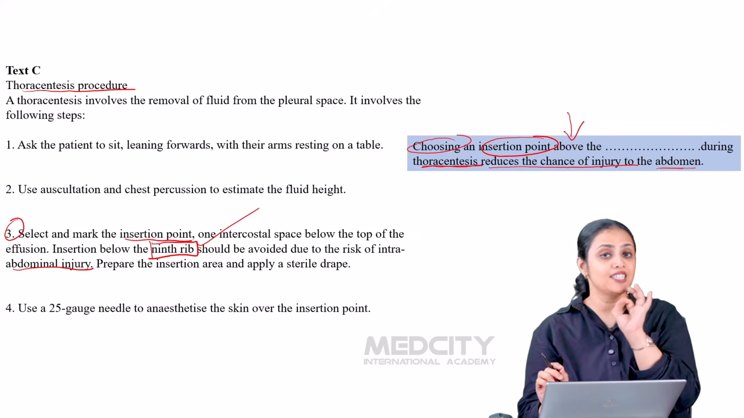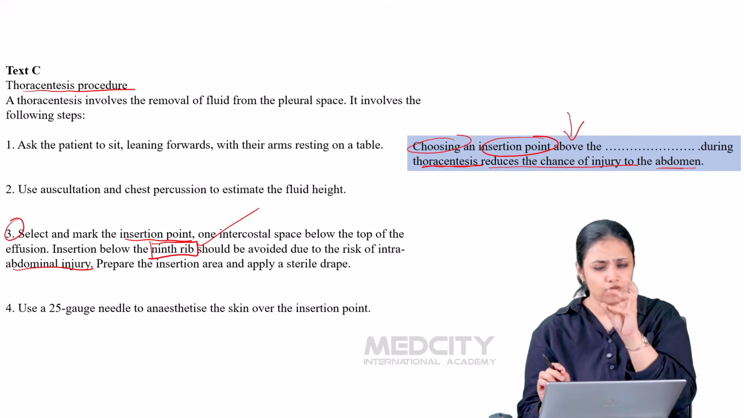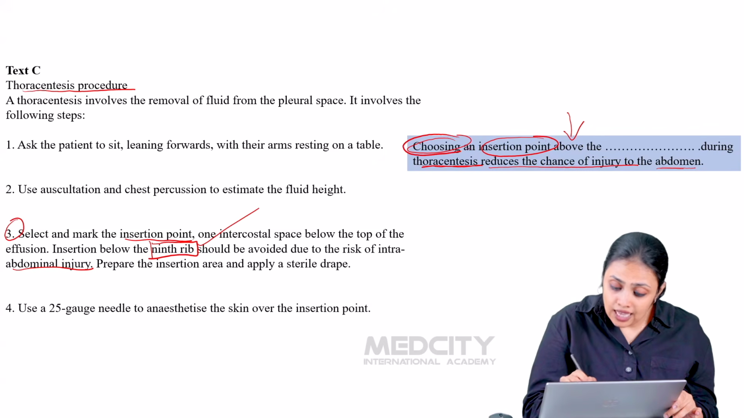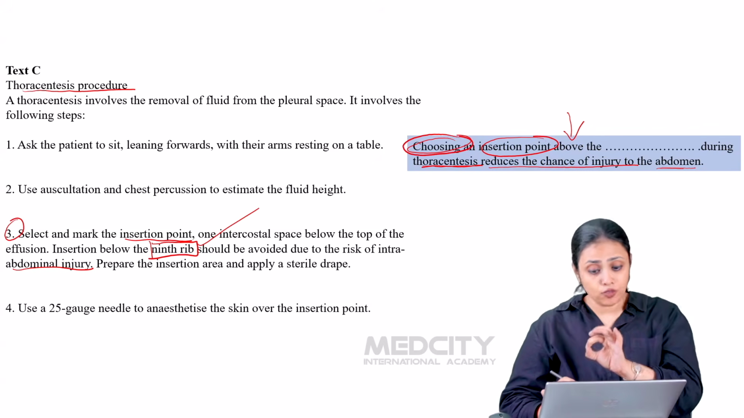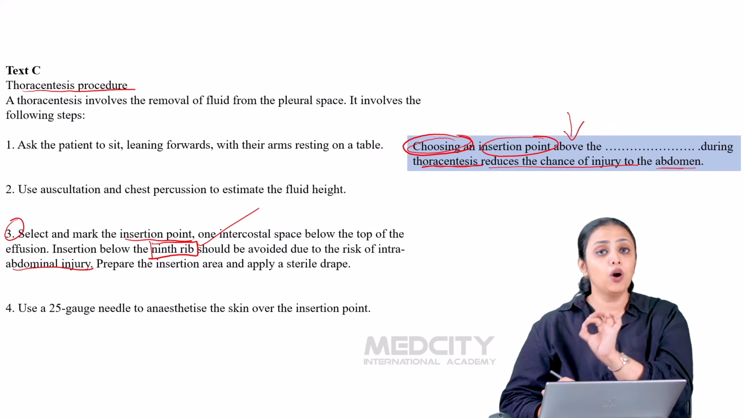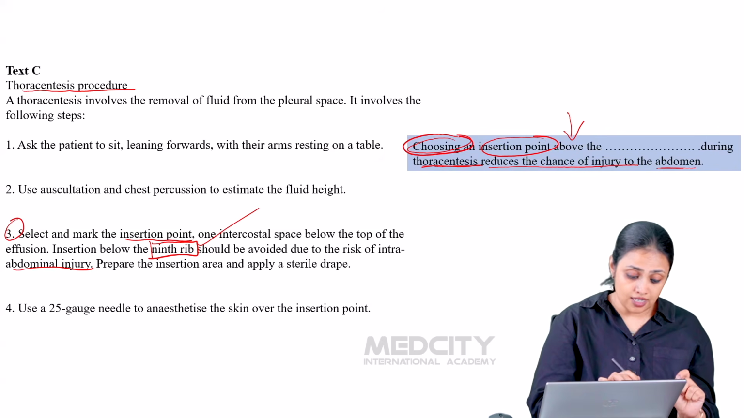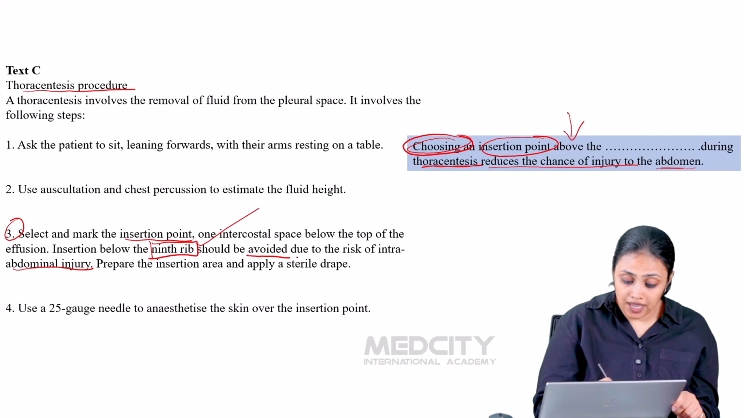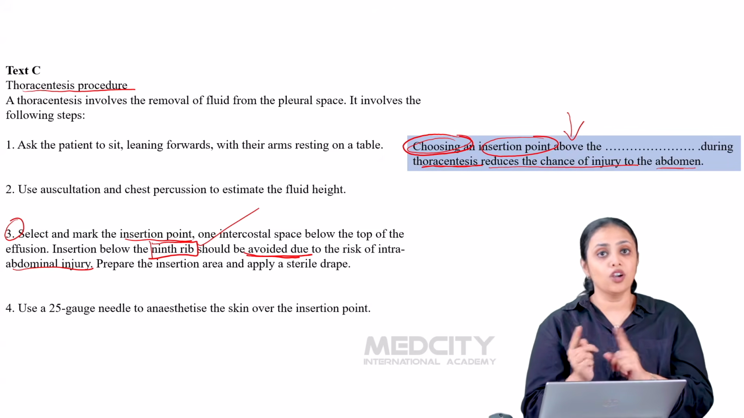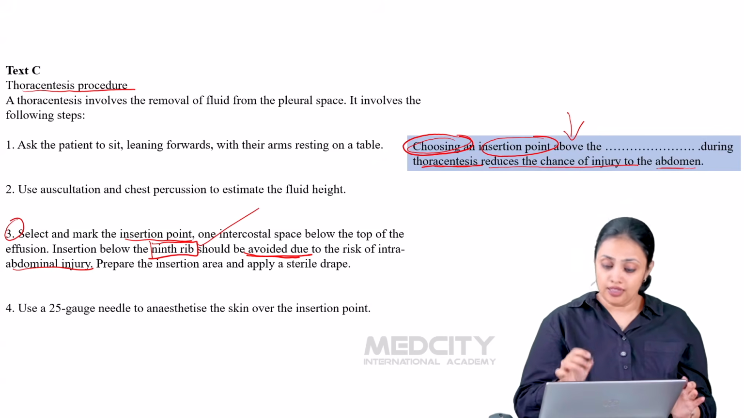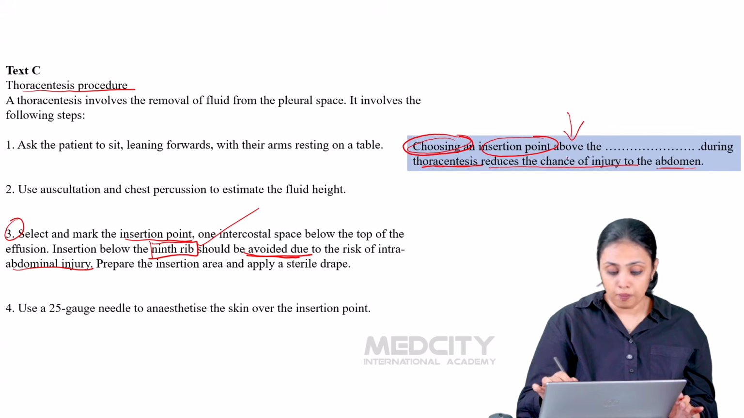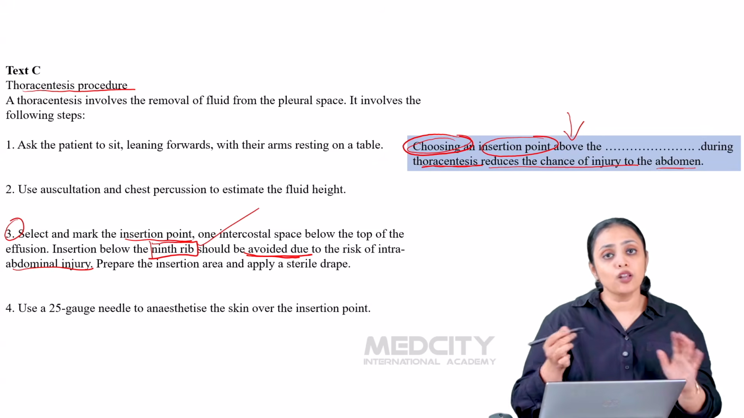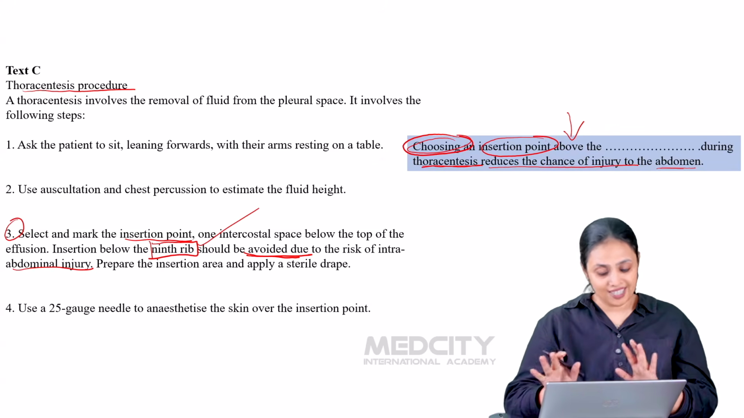But you have to understand the total meaning of the question. Don't just focus on a few words. Here what is said in the question, choosing an insertion point, which means that we have to select an insertion point above the 9th rib. And what does the text say? Insertion below the ninth rib should be avoided. So they are just contrast words. Same way how you think above and below are contrasting, some words around or surrounding that are also contrasting. So that will be the right answer.